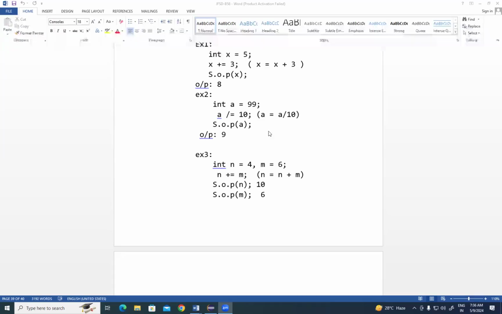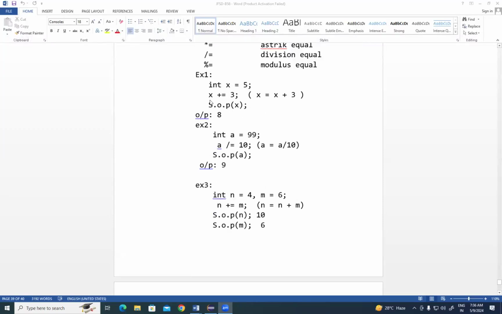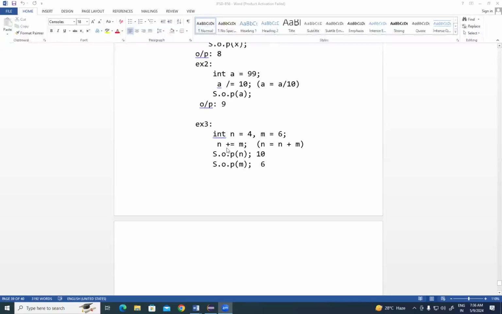What will the assignment operator do? The assignment operator will calculate the result, and the result will be stored back into the same variable. Who is the variable here? X. The result is also stored in which variable? X. Who is the variable here? A. The result is again stored in which variable? A. If you look at this now, n equal to 4, m equal to 6, n plus equal to m.